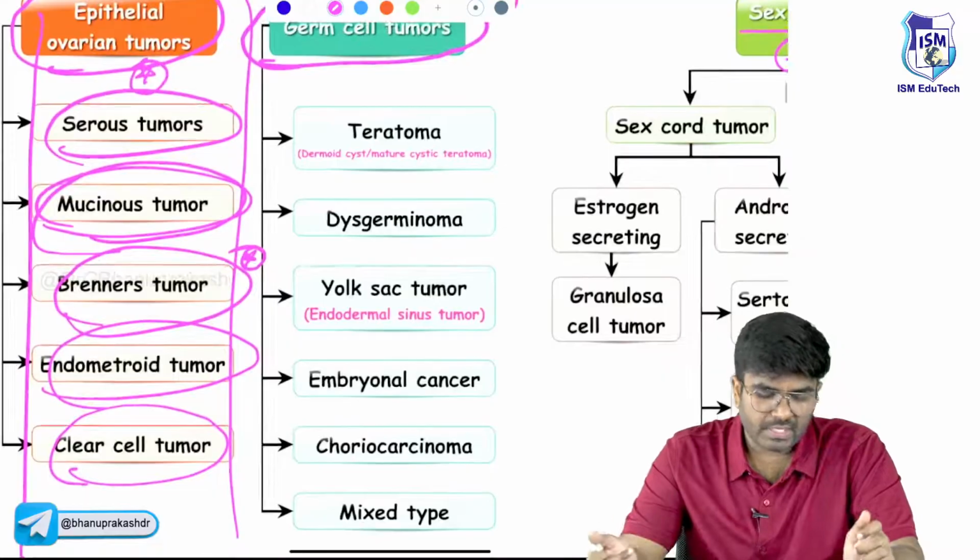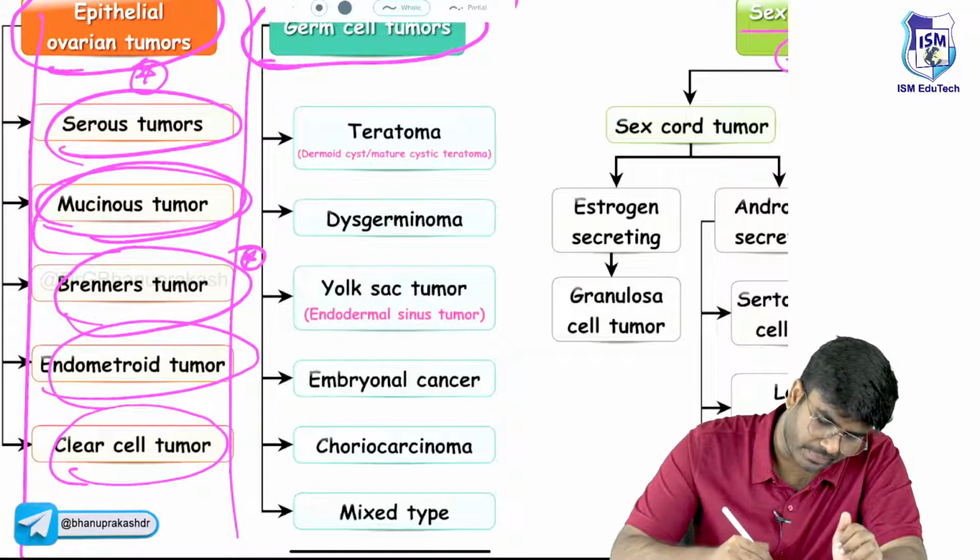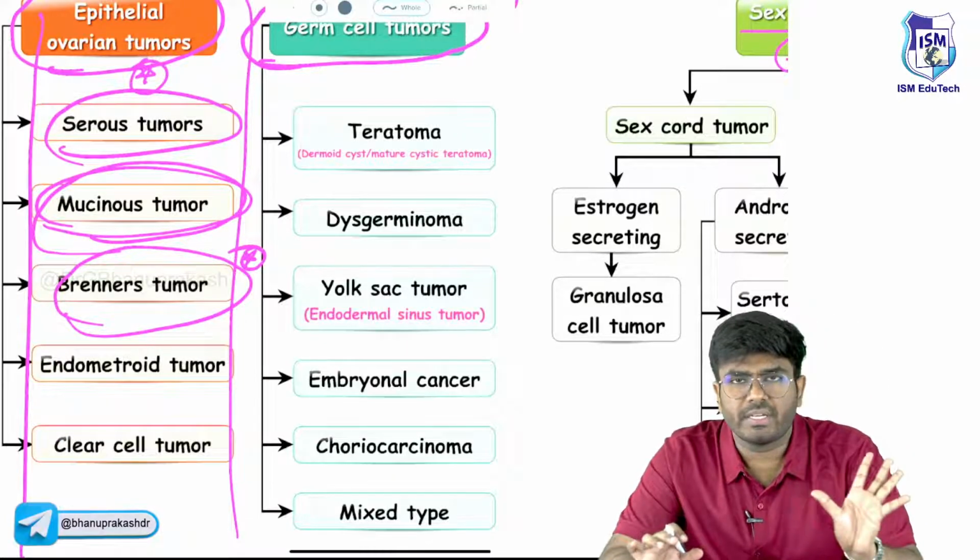So far what have we completed? We have completed three: serous tumors, mucinous tumors, and Brenner tumors. Now let's discuss the endometrioid tumor and clear cell tumor.